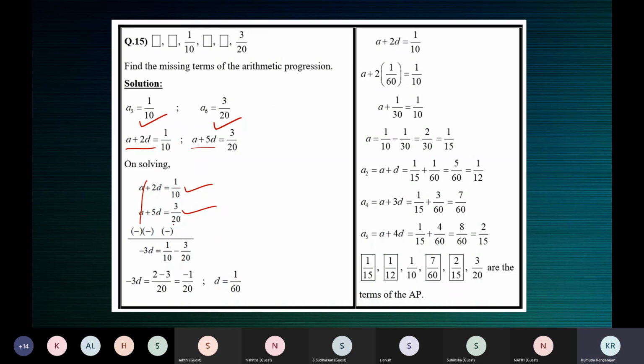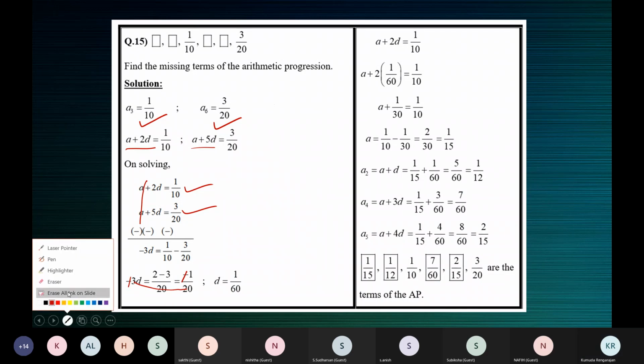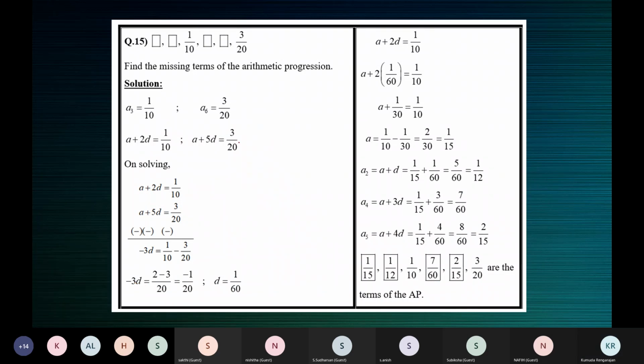1 by 10 minus 3 by 20. Upon taking the LCM, you have minus 3D is equal to minus 1 by 20. Minus gets cancelled on both sides, so this 3 comes for division here. D is equal to 1 by 20 into 3, so D is equal to 1 by 60.